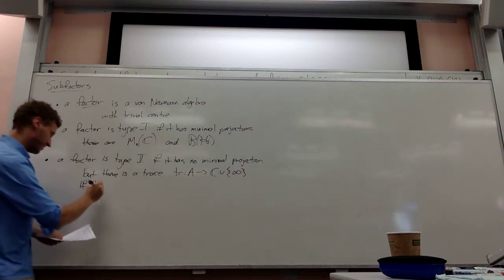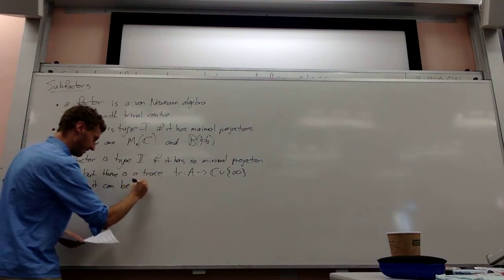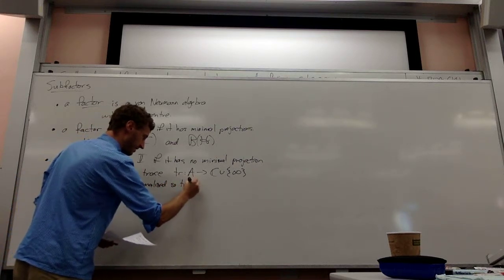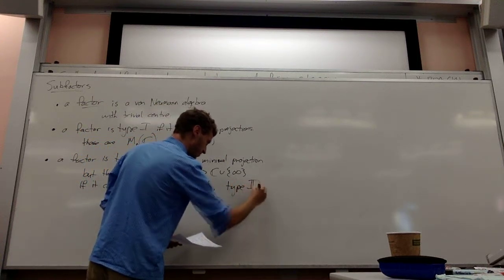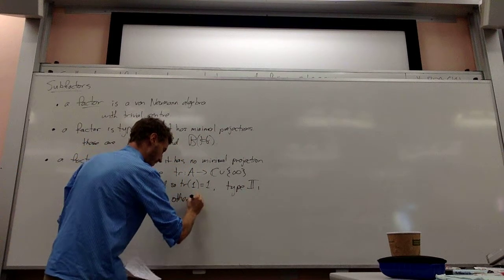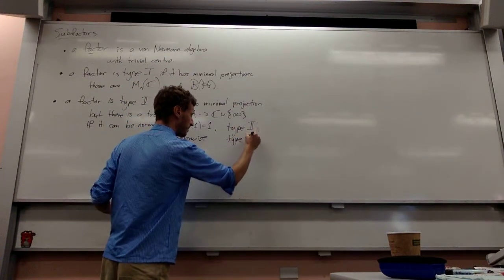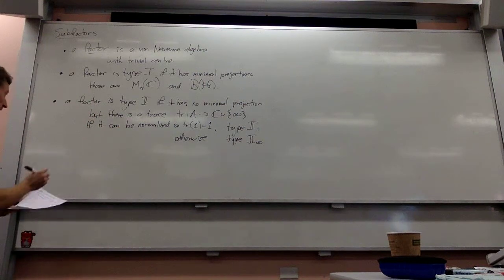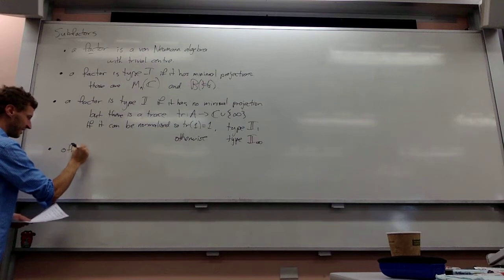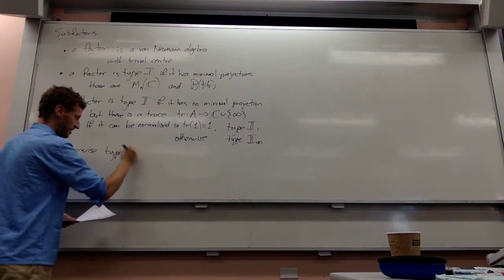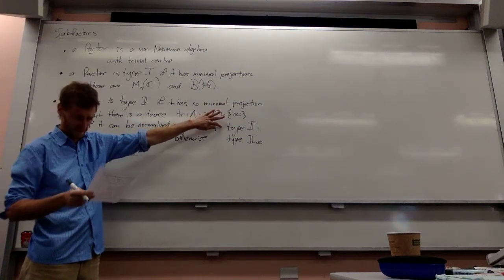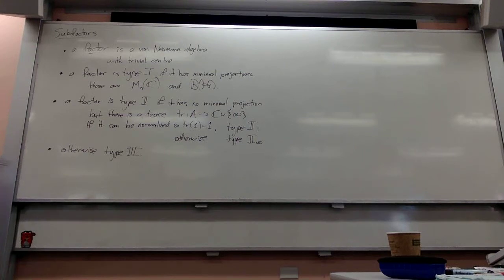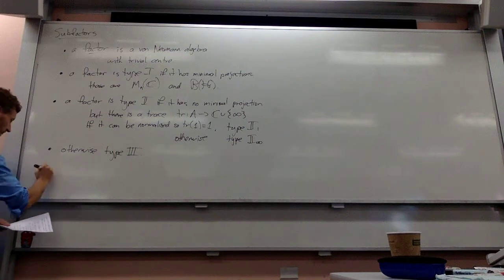Now, there's a further subdivision here. If that trace can be normalized so that the trace of the identity is 1, which just means it's not infinity, we say type 2 subscript 1, and otherwise type 2 subscript infinity. And then there's the basket case of everything else, say it's type 3. And these are important and interesting objects, but not today. We're always going to be interested in this type 2-1 case, but I'll probably omit saying type 2-1 anytime I mention factors.